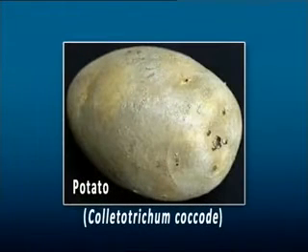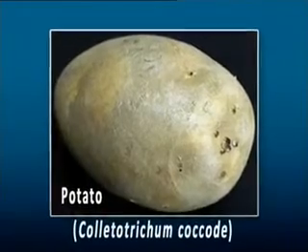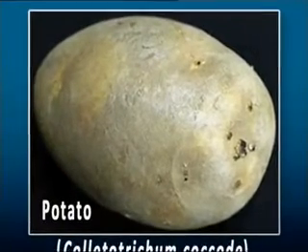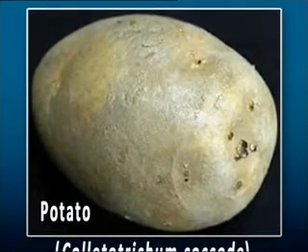Tuber symptoms appear as a brownish to gray discoloration over a large portion of the tuber or as circular to irregularly shaped areas. Disease cycle.